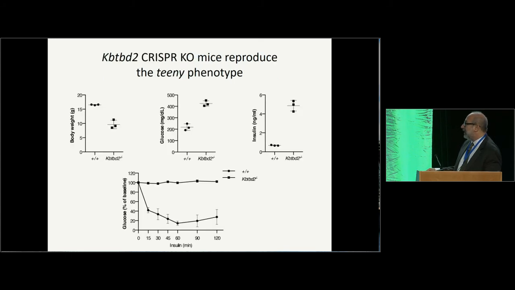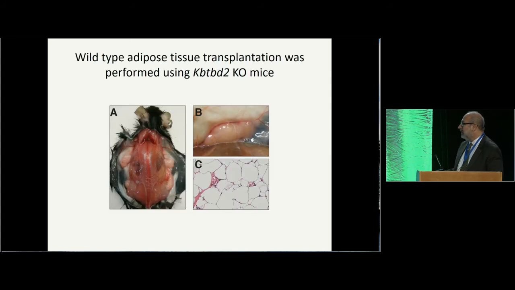Ultimately, we targeted that gene with CRISPR-Cas9, and when it was knocked out, we found a perfect phenocopy of the teeny phenotype with, again, low body weight, high glucose, high insulin, and also resistance to insulin. We suspected that perhaps this phenotype all resulted from the action of the gene in fat because of the lipodystrophy and the diabetes that we observed.